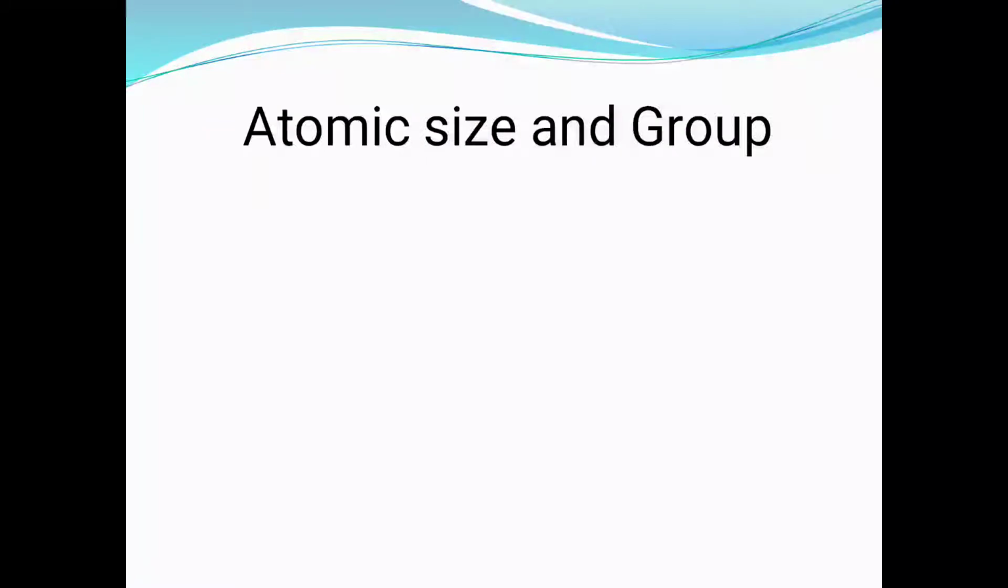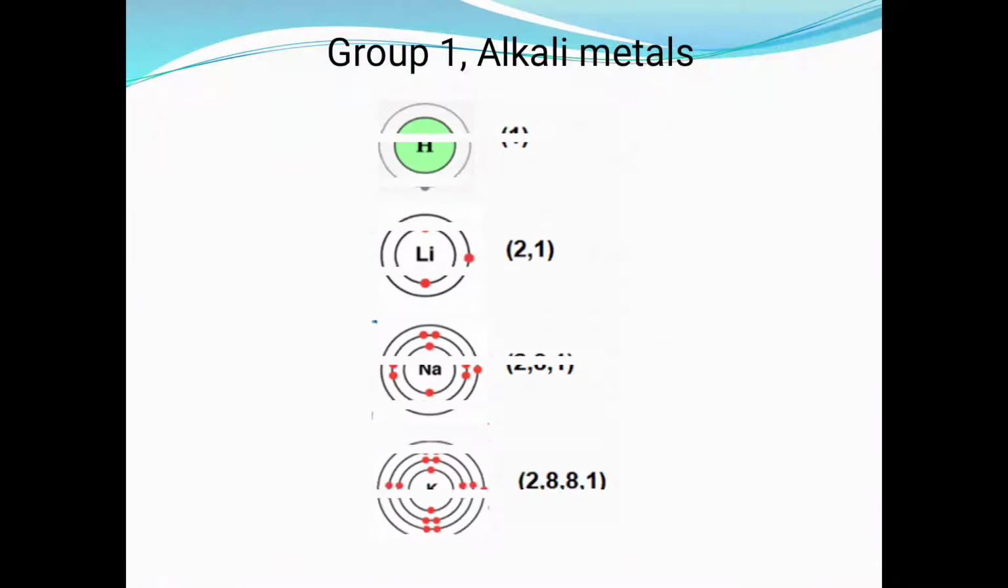So let's see atomic size and the group relation. What do you think happens as we move from top to bottom in the group? Let's see with an example. Let's take the first example of group 1, that is alkali metals. So these are the elements from group 1.